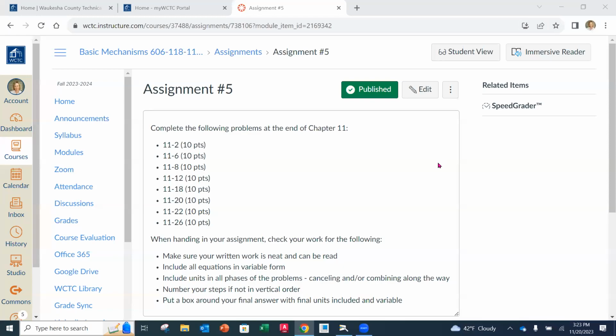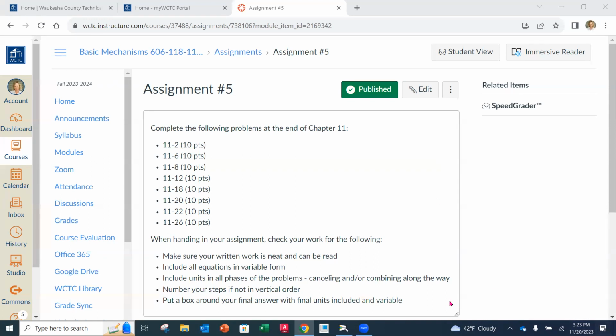Okay, so let's look at our assignment number 5. The problems that we see here are at the end of this chapter on belts and chains, which is chapter 11 in our book. So let's take a peek at each one of the problems that we have assigned here. I'm just going to circle them right now in my book. So we've got 2 and 6, we've got 8, 12, and then we've got 18 and 20, 22 and 26.